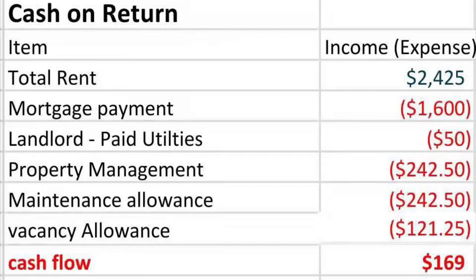And now, how do you do the cash flow analysis? You take the total rent minus the mortgage payment, minus landlord-paid utilities, minus the property management fee, minus maintenance allowances and vacancy allowances. Then you have your cash flow.